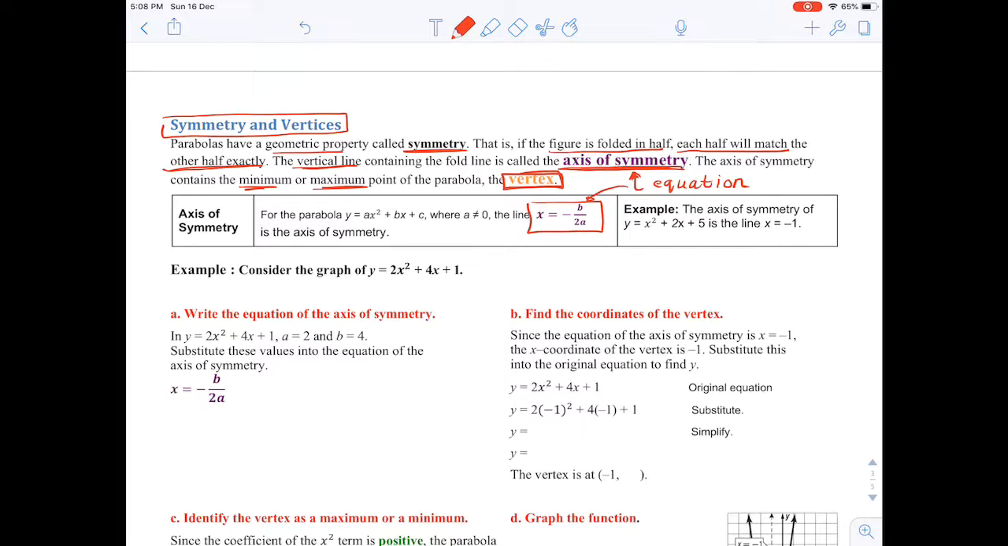Because sometimes we are asked to describe a parabola, and one of the things you'll be asked to describe will be the axis of symmetry, remember, which is where is the middle? Where is the exact middle of this parabola? And this is the equation we use.